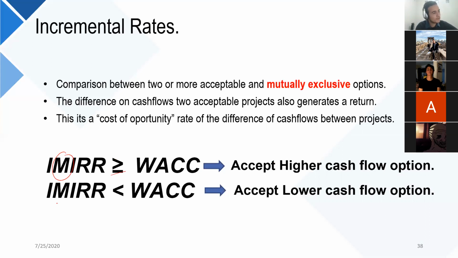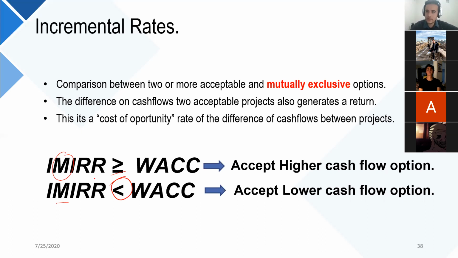If the incremental modified internal rate of return is less than the WACC, then we are going to go with the lower option, because that means that the extra cash flow generated by option A rather than option B is actually yielding a lower rate than the WACC.